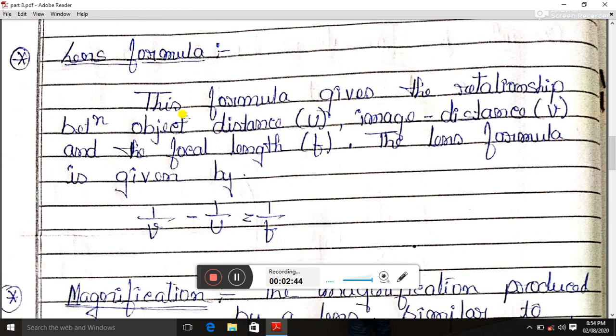I have told earlier that this is a formula which gives the relation between object distance u, image distance v, and focal length f. In case of a lens, this formula is given by 1/v - 1/u = 1/f. So this formula is called the lens formula. We will be using this lens formula in solving some problems.